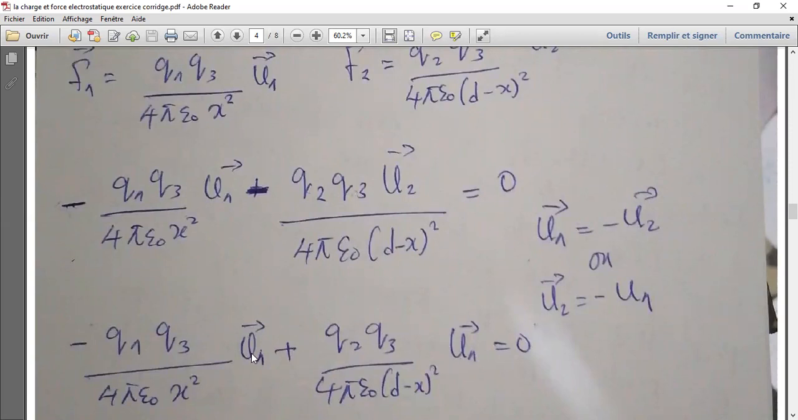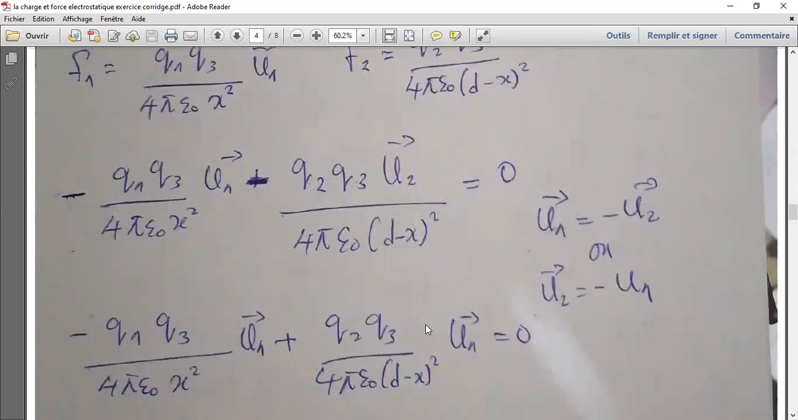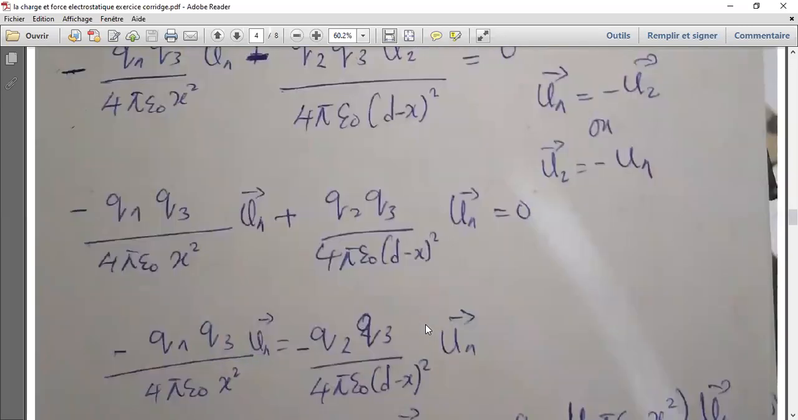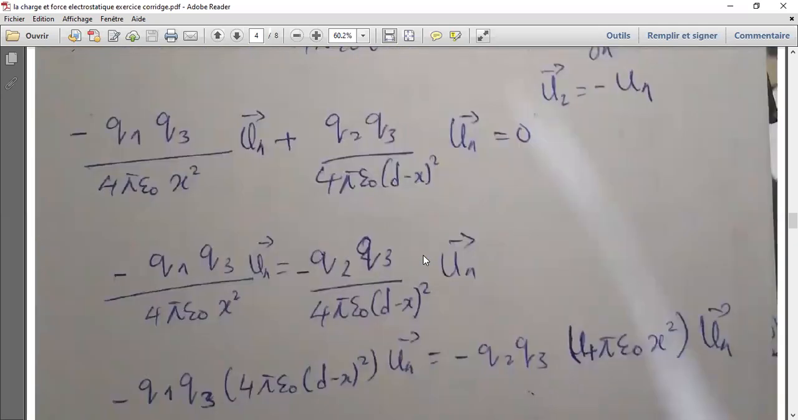So you have seen I've introduced U1 and U1, which are equal vectors. The main goal is first to introduce the equal vectors, since we want to calculate x. After we introduce the similar vectors, we can take one term to the other side. So here they decided to take the positive Q2 Q3 divided by 4 pi epsilon 0 (d minus x) squared across the equal sign, and you know that when you cross something positive over the equal sign, you're going to have a negative.